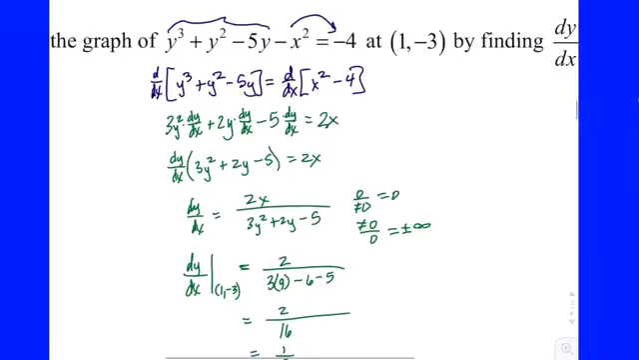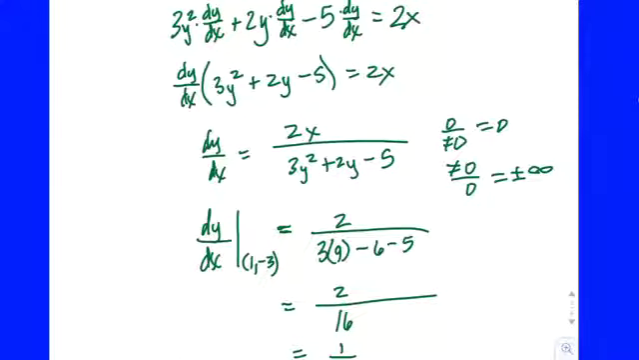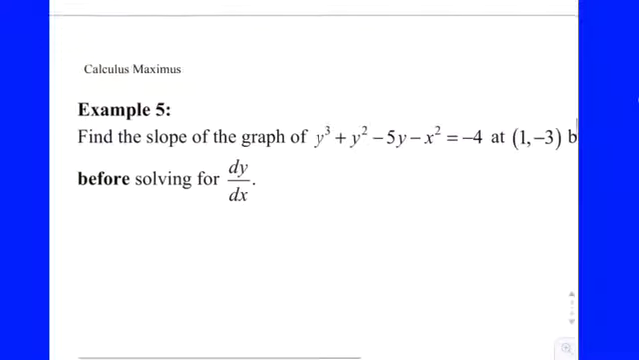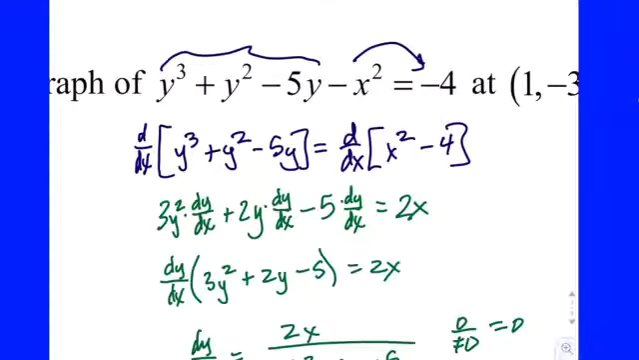So the way we did it is we solved for dy dx first explicitly as a function of x and y, and then we plugged in, which is fine. This one says to go ahead and find the same value by plugging in before you solve for dy dx. So our first step would be exactly the same. Our first two steps actually would be exactly the same.